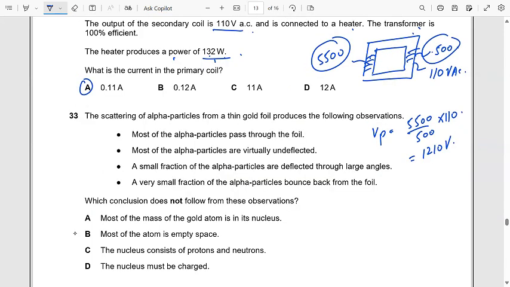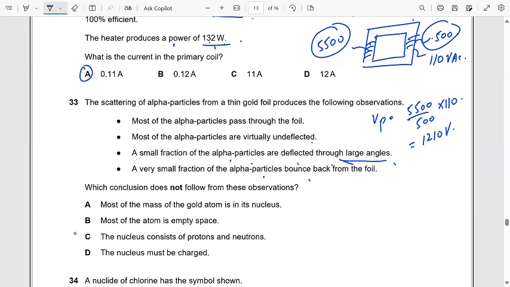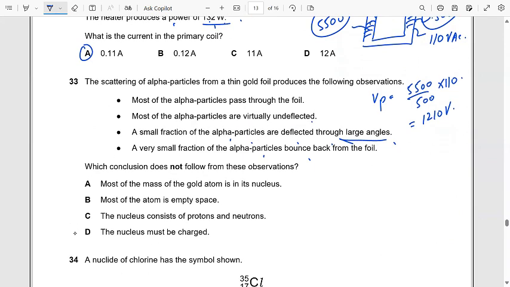Scattering of alpha particles from a thin gold foil produces the following observations. Most of the alpha particles pass through the foil. Most of the alpha particles are undeflected. A small fraction of alpha particles are reflected through large angles. A very small fraction of alpha particles bounce back from the foil. Which conclusion does not follow from these observations?